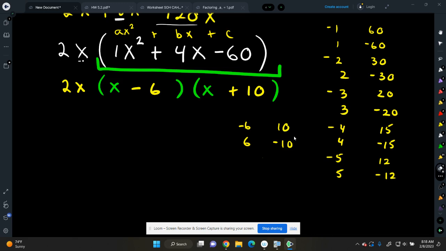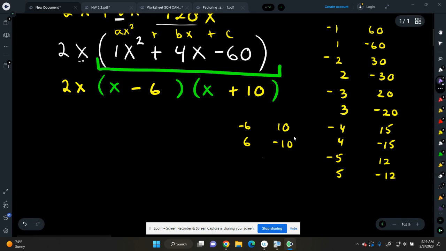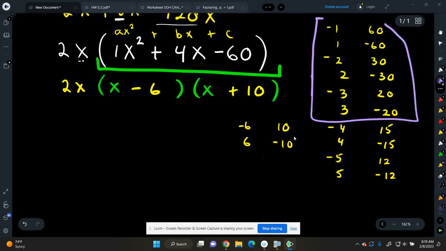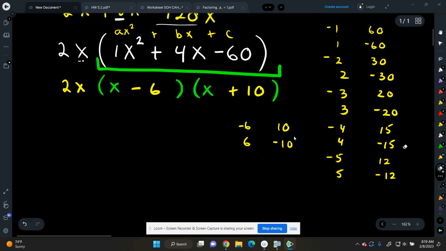Okay, so when we're doing this, right, we're looking for the right combination. Since this is a negative 60, one of the numbers has to be negative, right? So right away, I knew before I even started that these numbers here were not going to work. They're too big. There's no way I'm going to get a positive 4 from those. But that just comes with practice, okay? So the best way to do this, to be certain, is just to start listing your factors, okay?